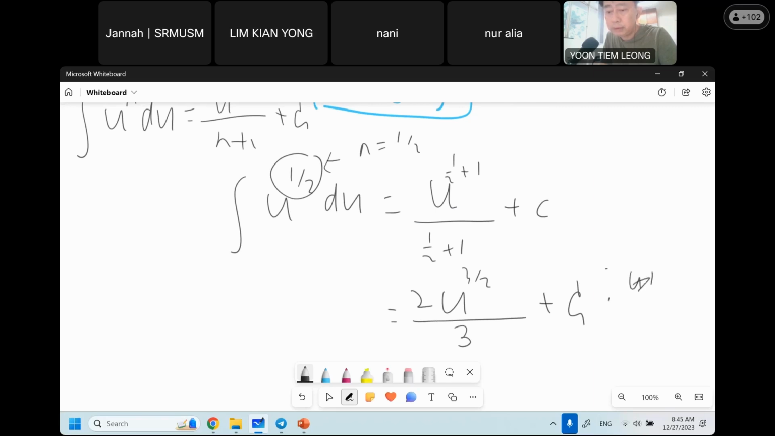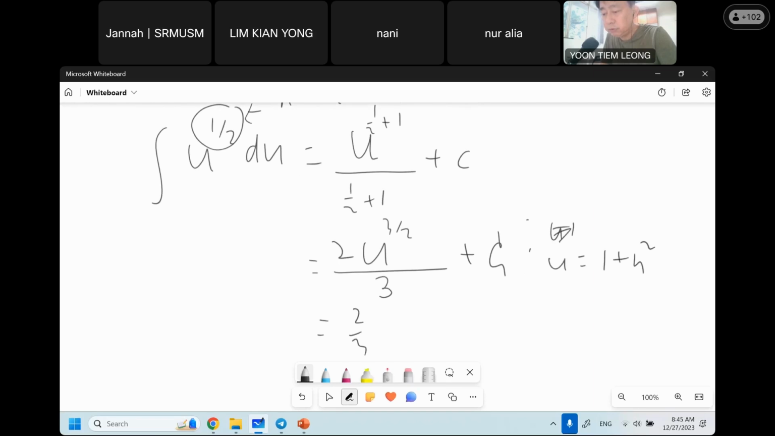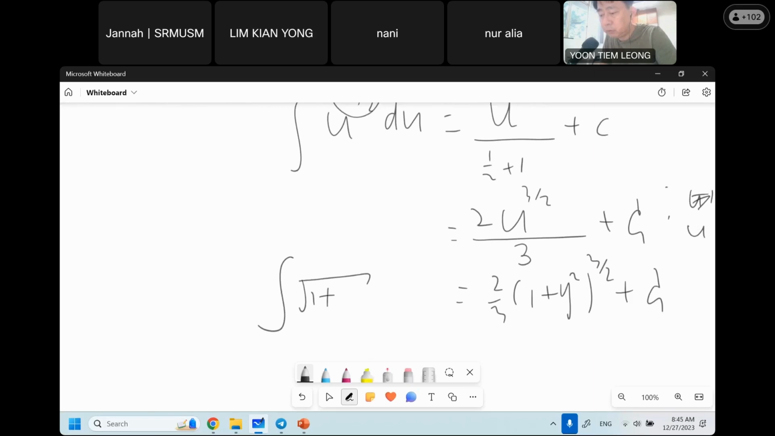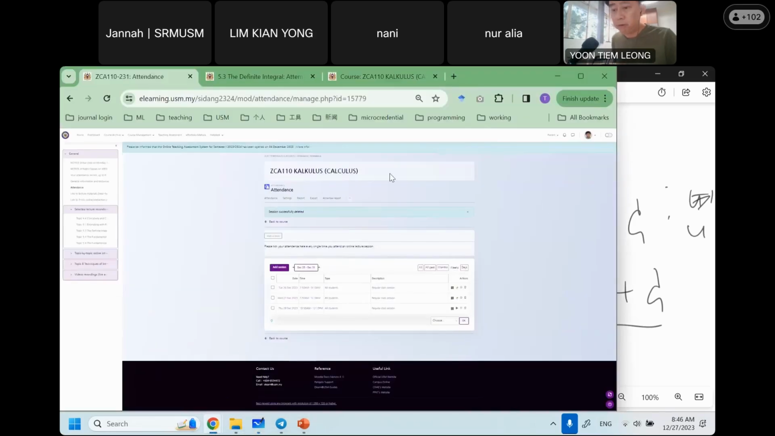where u is 1 plus y squared. Therefore, this will give me 2 over 3 times 1 plus y squared to the power 3 over 2 plus c. So that is the solution to the integration of the square root of 1 plus y squared times 2y dy. You can always check whether the integration obtained here is correct by using Mathematica. So let me try to do this. I'm not very convinced that my answer is absolutely correct.